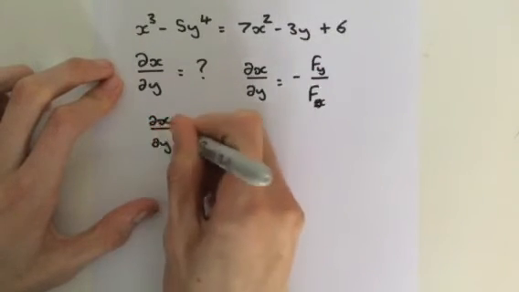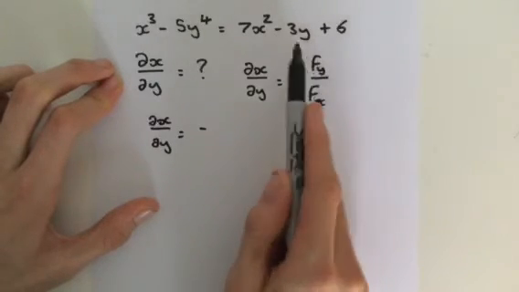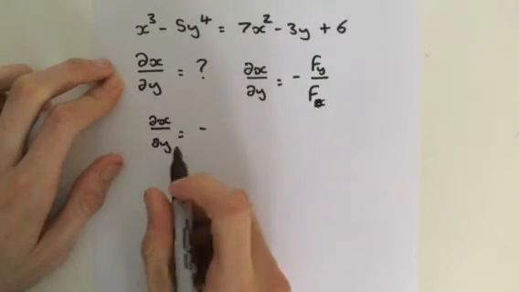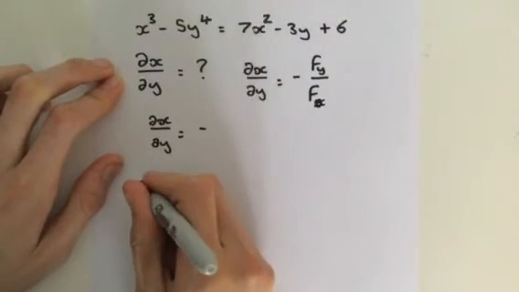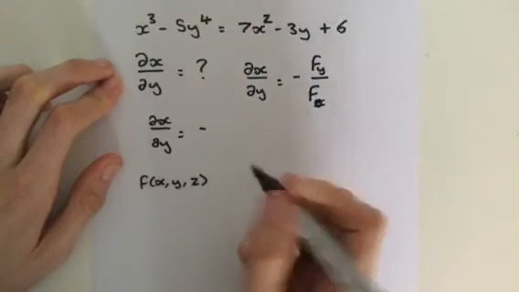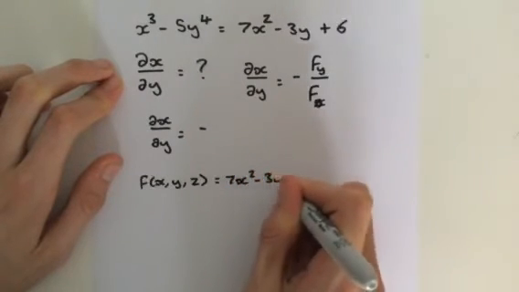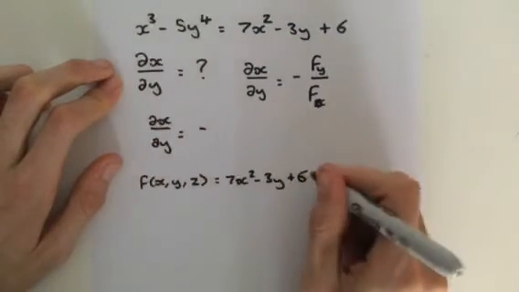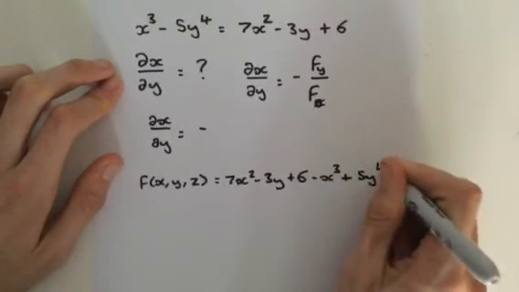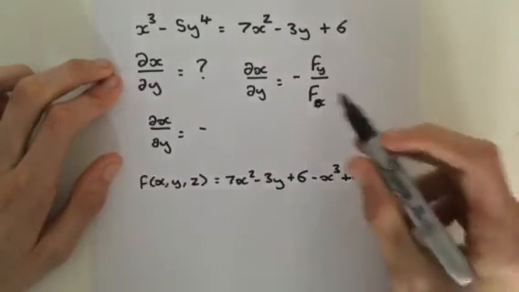Okay, so let's do that. dx by dy is equal to negative. So again, we need to get this in terms of a function, so I'll do this down here. Let f of x, y is going to equal 7x squared minus 3y plus 6 minus x cubed, and then we add on 5y to the power 4. Okay, so now we can use the implicit function theorem because we have a function.